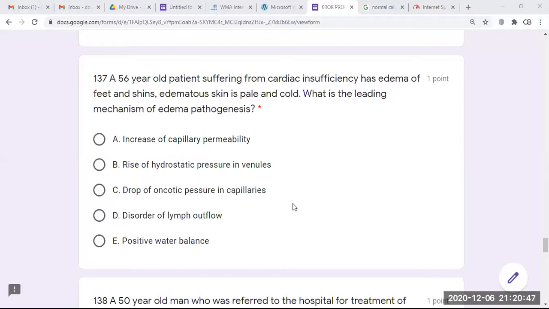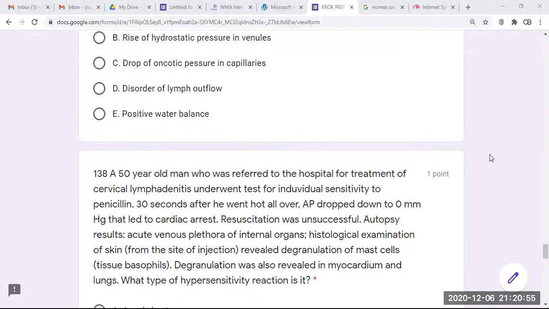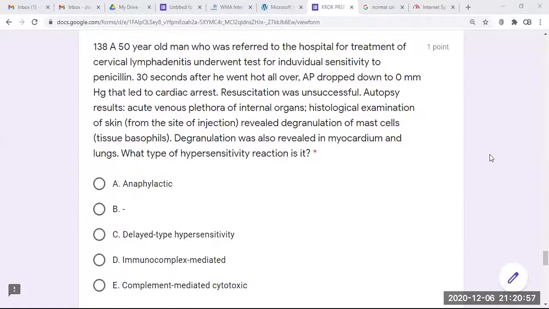So question number 138. Monica, please read it for us. Yes, sir. A 50-year-old man who was referred to the hospital for treatment of cervical lymphadenitis underwent a test for individual sensitivity to penicillin. 30 seconds after, he felt hot all over. Arterial pressure dropped down to 0 mmHg. That led to cardiac arrest.